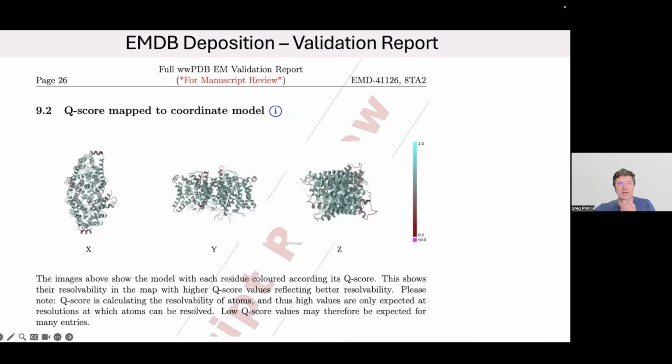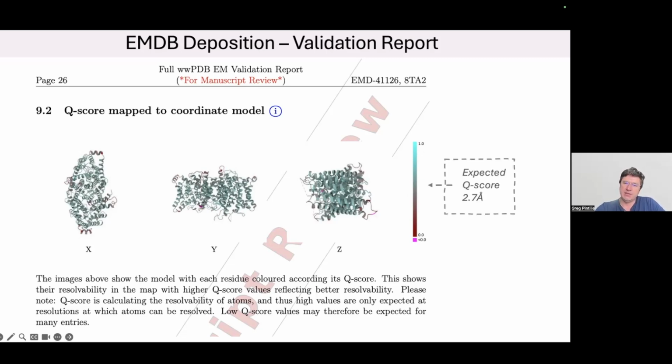And then finally, I've talked about the EMDB and the validation report. You'll notice further down in the report, as I mentioned, Q-scores are starting to be reported. It plots a per-residue color-coded model, with red meaning lower Q-scores and blue being higher Q-scores. It's just the starting point right now. There's not yet a guide as to what is a good Q-score.